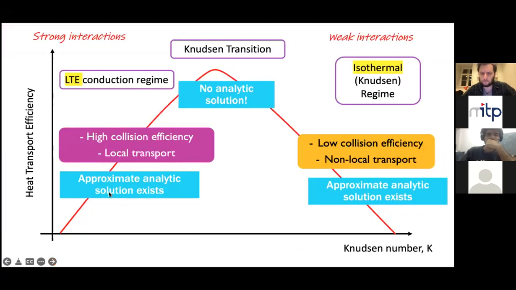Just to illustrate this, we've got two separate regimes. We've got this LTE conduction regime for low K, and then we've got the isothermal regime at high K. We can see that the peak of energy transport occurs at the so-called Knudsen transition, which occurs at about 10 to the minus 36 centimeters squared for cross sections of 10 to the minus 36 centimeters squared, sorry. And it turns out that approximate solutions in both of these regimes to the Boltzmann collision equation can be found.